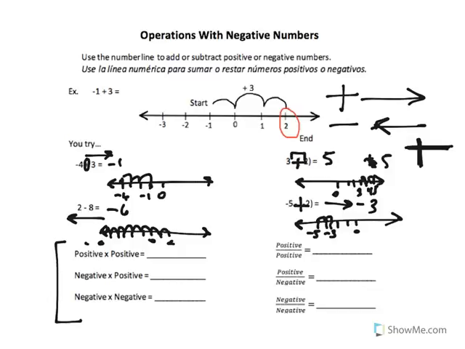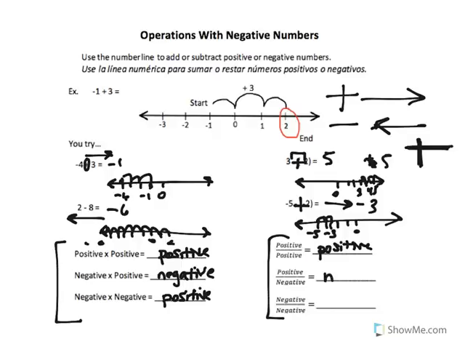In multiplication and division, there are rules for integers. Positive times positive gives you positive. Negative times positive gives you negative. Negative times negative gives you positive. Positive divided by positive gives you positive. Positive divided by a negative gives you a negative. And a negative divided by a negative gives you positive.